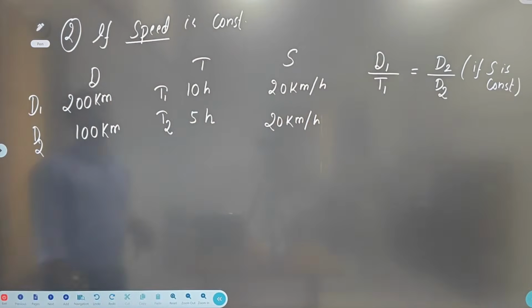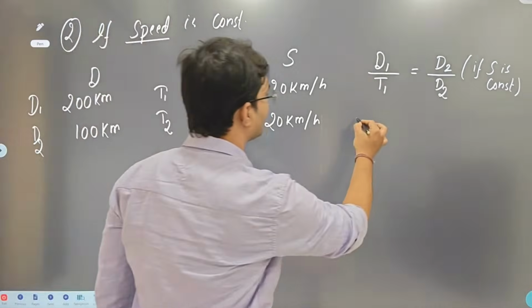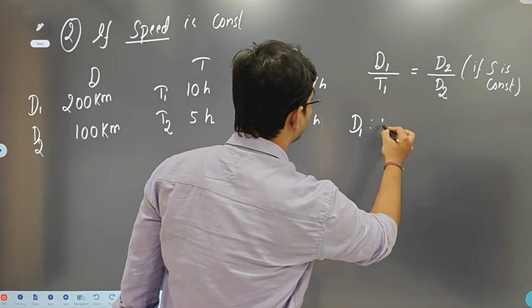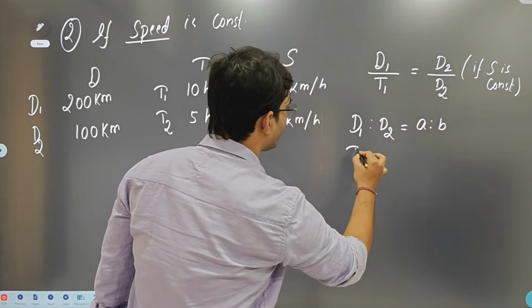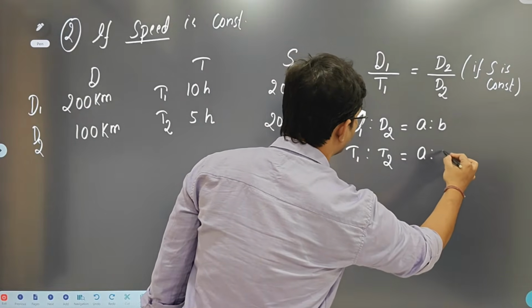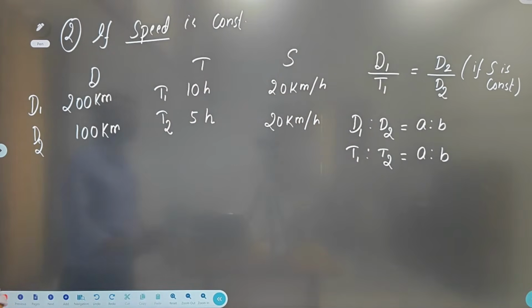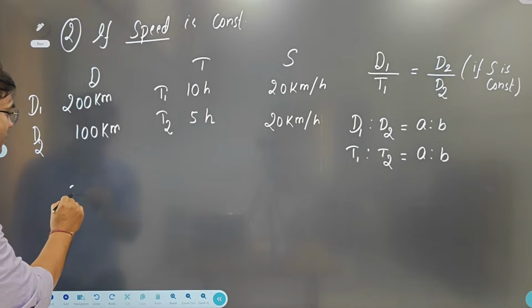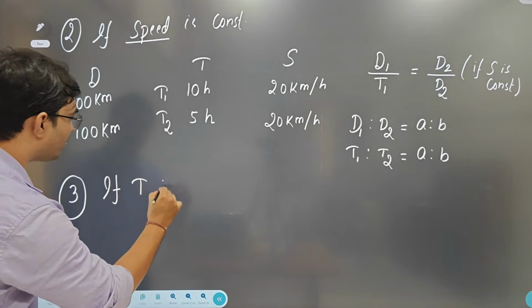One more thing. If you find the ratio of D1 by D2, what is the ratio of D1 by D2? 2:1. The ratio of T1 by T2 is also 2:1. So in this case, if D1 to D2 is A to B, the ratio of T1 to T2 also will be equal to A to B, because both are in direct proportion. I hope this is also clear to all of you. What will be the third one? Third, I'm not going to discuss, you can just guess it. If time is constant, if T is constant.